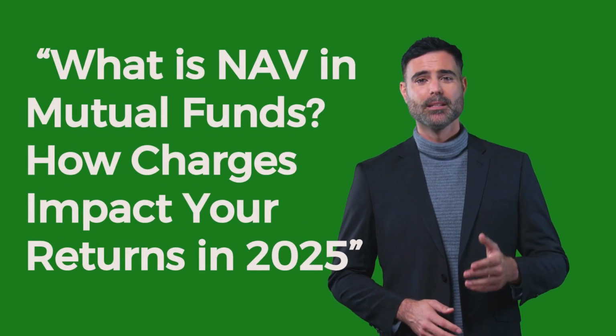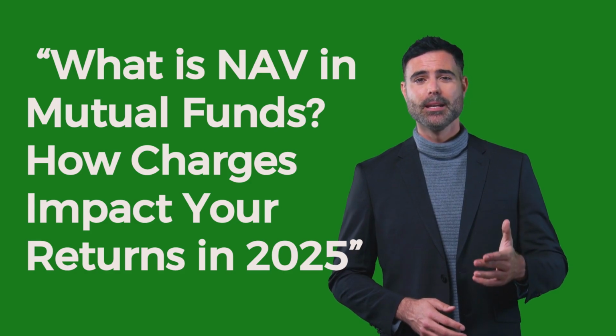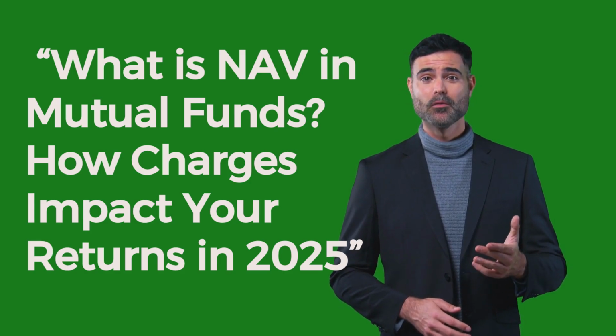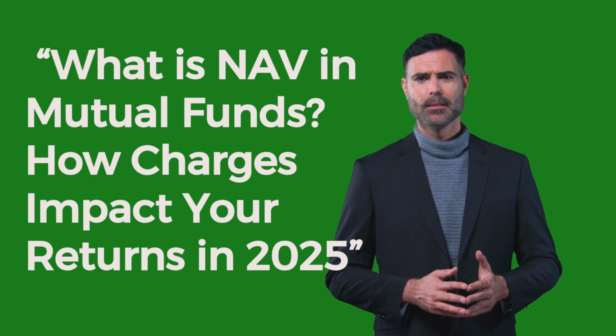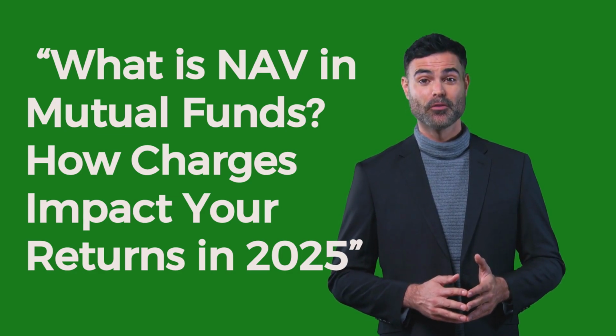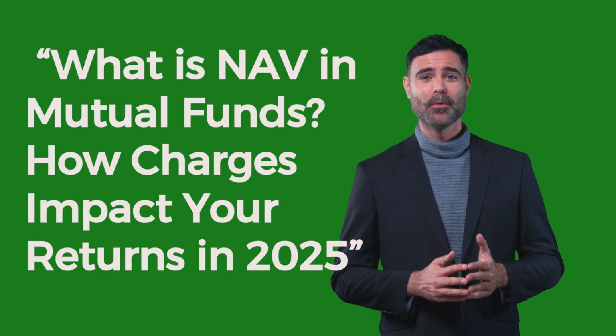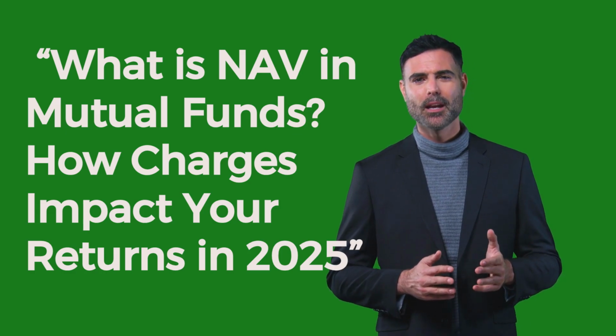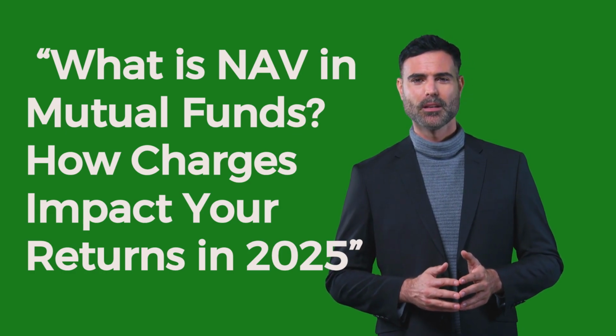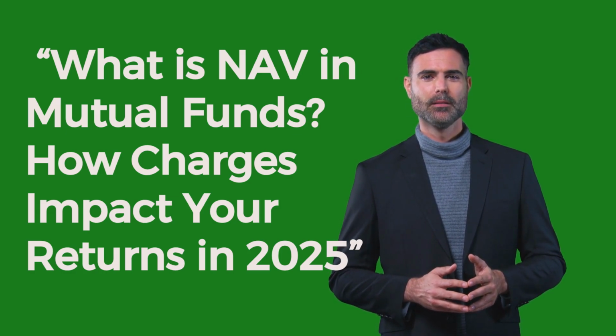What if I told you two people invested 1 lakh rupees in the same mutual fund on the same day, but after 5 years, one has 1.3 lakh rupees and the other only 1.1 lakh rupees? The reason is NAV and the hidden charges you probably never noticed. Stick around, this might be the most profitable 9 minutes of your financial life.